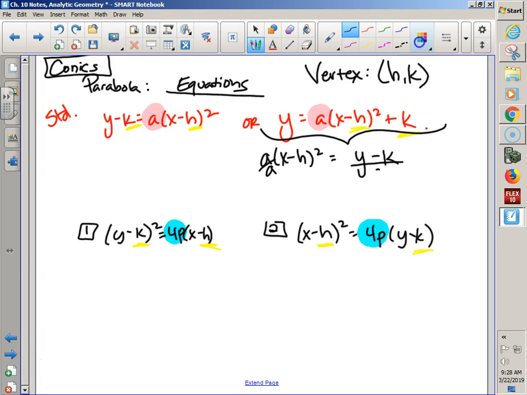Well, this gets confusing. Now what? Dividing is the same thing as multiplying by the reciprocal. So who is 4p? Not a, but it is.